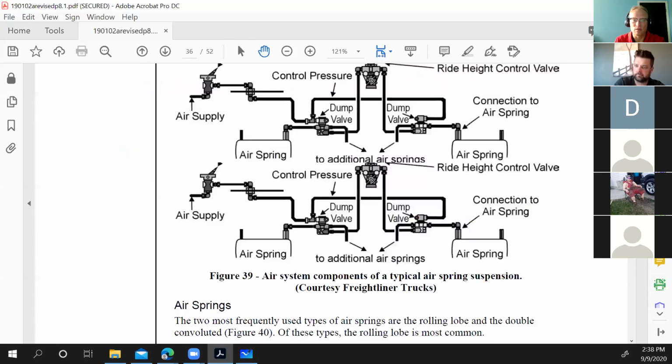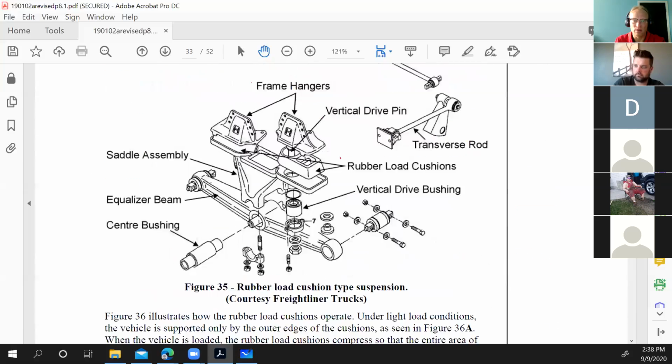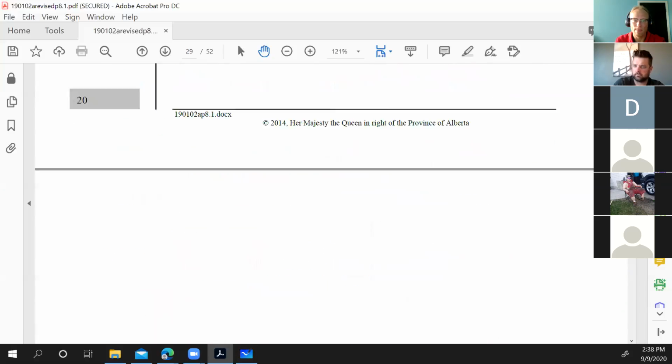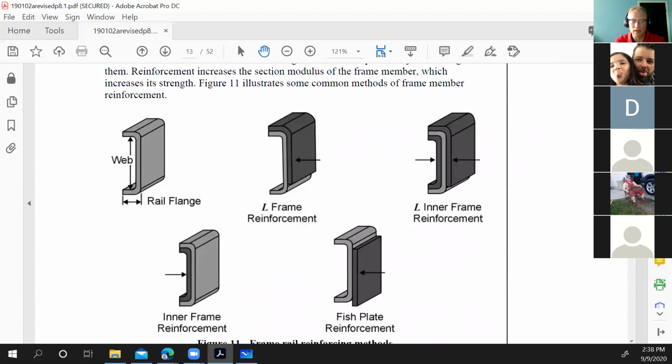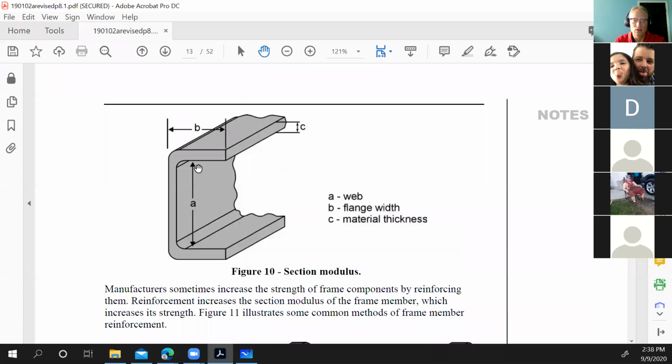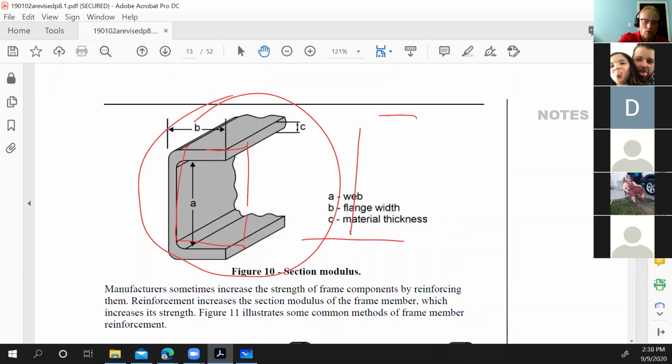If you look at this picture of the section modulus, it's much better, way at the beginning here. So you have height, width, the material thickness, and then ultimately they say shape as well. So is it a C channel? Is it a box? Is it an I-beam? Okay, those are going to play into the section modulus.